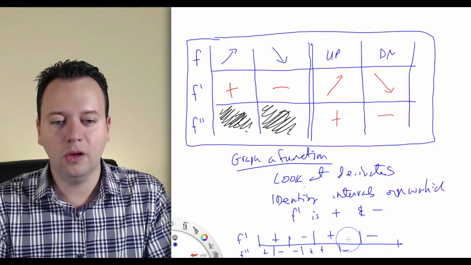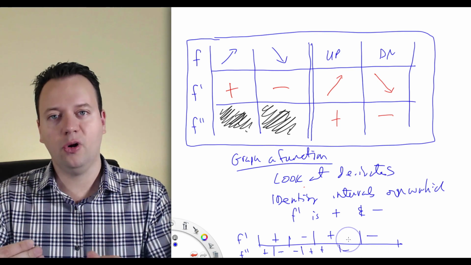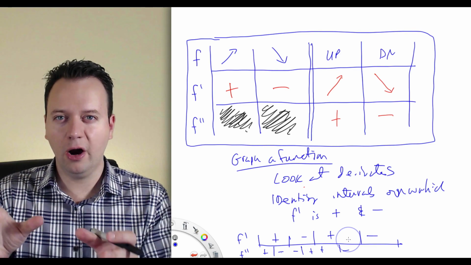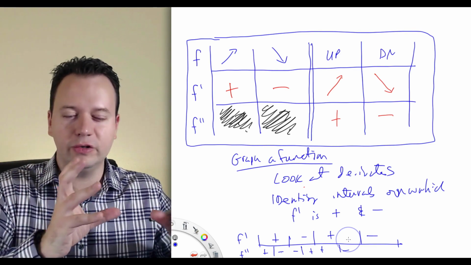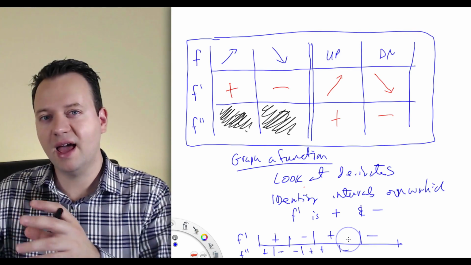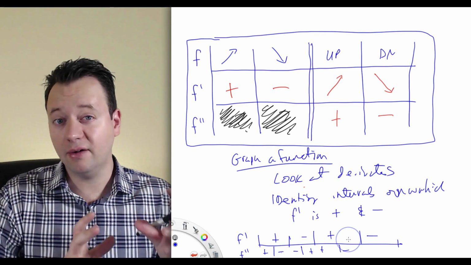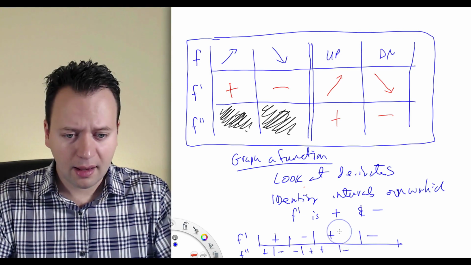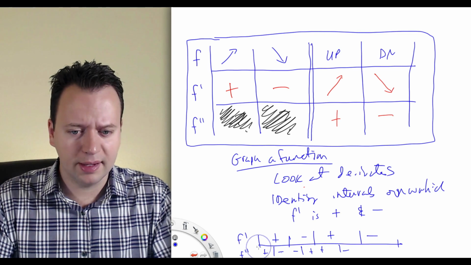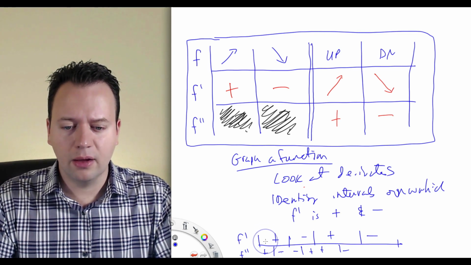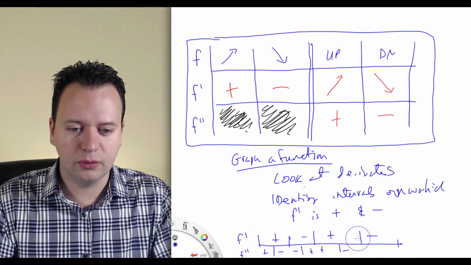So you basically look at f prime, you look at f double prime, and you just say, where is f prime positive, where is f prime negative? Where is f double prime positive, where is f double prime negative? And you make a chart like this. And you just list what you find out.